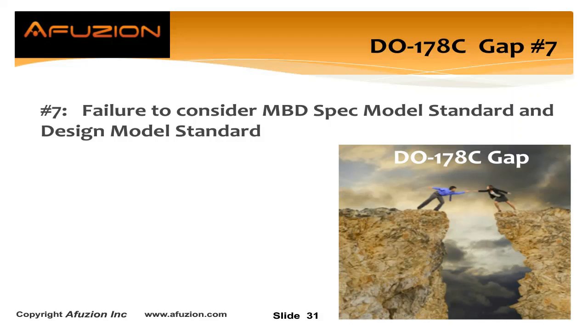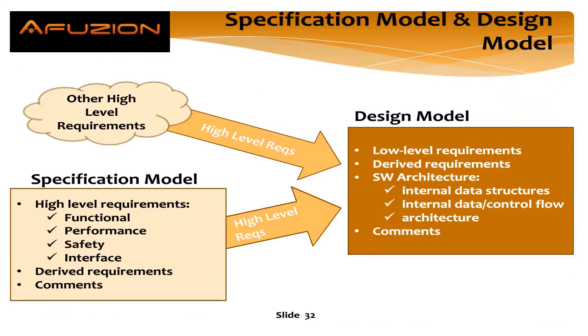We have high-level requirements, then the spec model. Spec model includes functional, performance, safety, interface, derived requirements, the additional aspects that are added by the engineers that need to be reviewed by safety. Then design model, low-level requirements, derived requirements. This is the architecture, the inner workings, internal data structures, internal data control flow, architecture. Both spec model and design model can be merged afterwards, just like low-level, high-level requirements can be merged in one document, but they must be reviewed sequentially. Spec model first, then design model, using separate standards. Did you catch that, folks? Separate standards for spec model, design model. 2 common gaps in there.